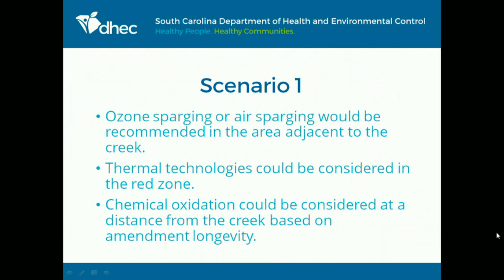And yes, thermal could be considered in the red zone. Chemical oxidation could be looked at a distance from the creek, again, depending on your amendment longevity. At this site, you could do some type of Fenton's reagent. I wouldn't do it less than 50 feet from the creek, though. And I do think the air sparging or ozone sparging would be a good way to go. So that's an example.